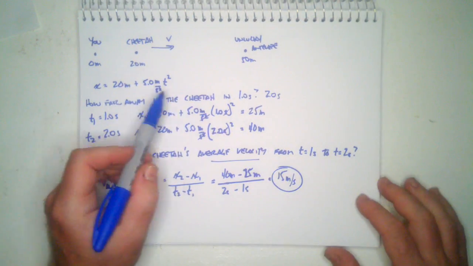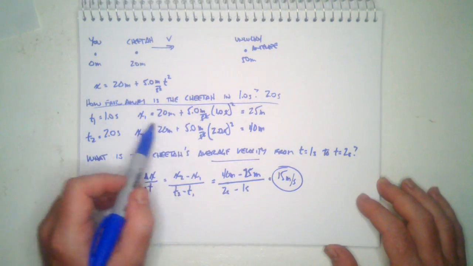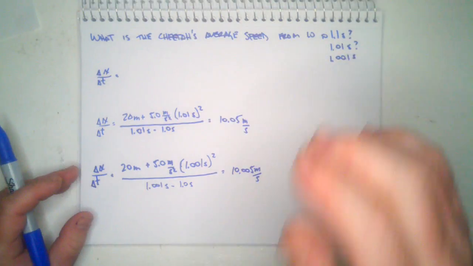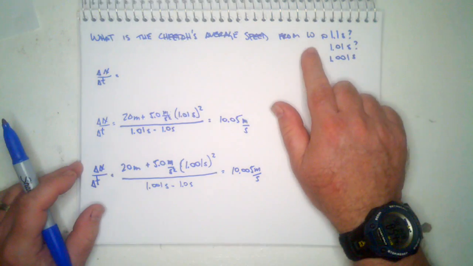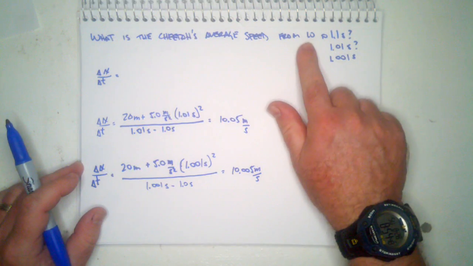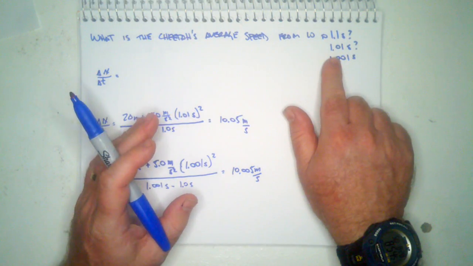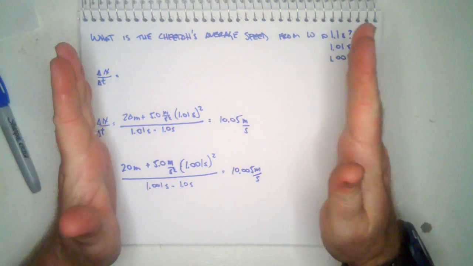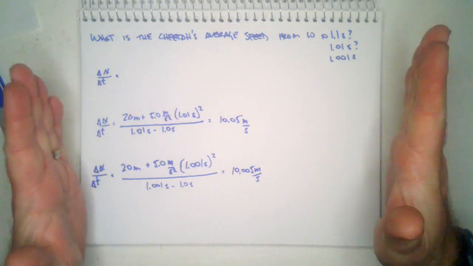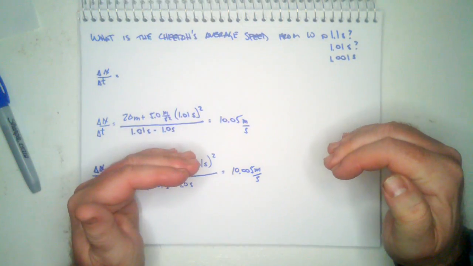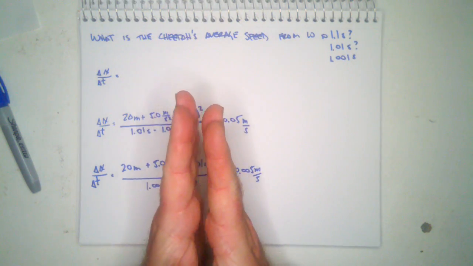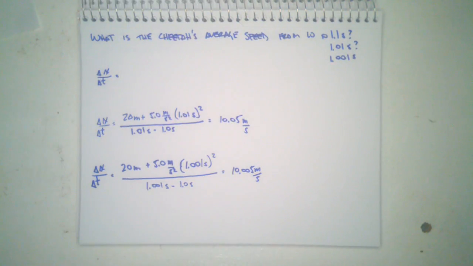Easy, just like last time. The next question asks us, what is the cheetah's average speed from 1 second to 1.1 seconds? And then it's going to ask us from 1 second to 1.01 seconds, and then 1 second to 1.001 seconds. So the time interval gets shorter and shorter and shorter. So we're going from an average velocity over 1/10 of a second to really nearly instantaneous velocity over 1,000th of a second.